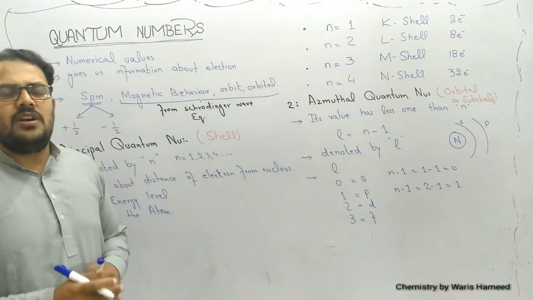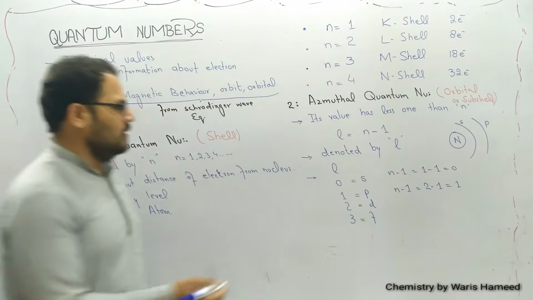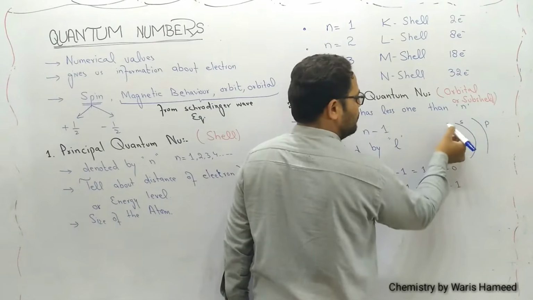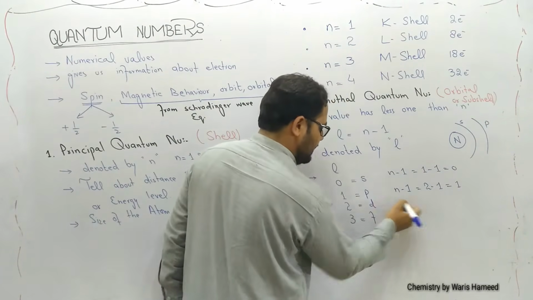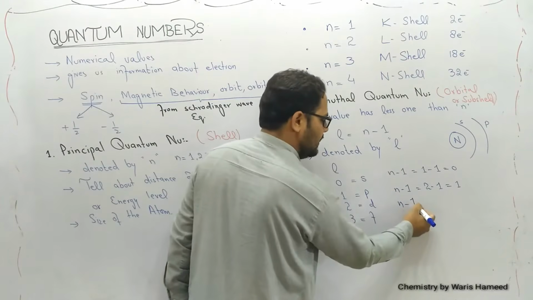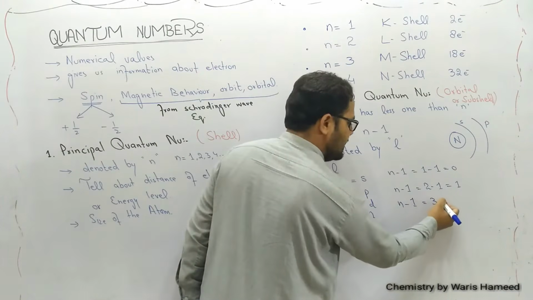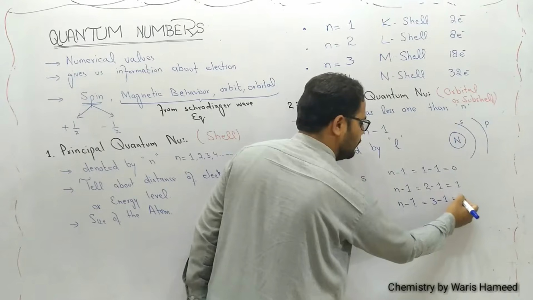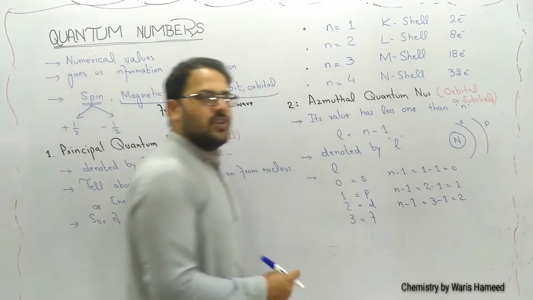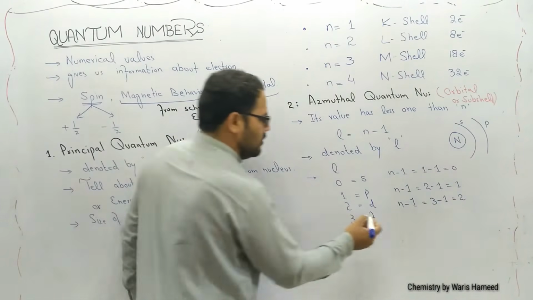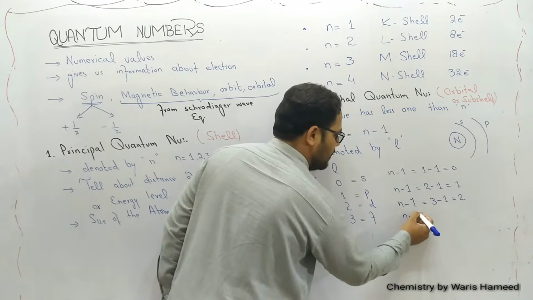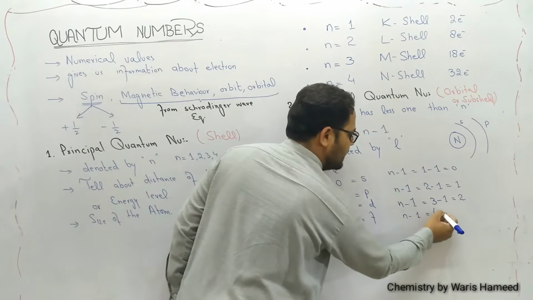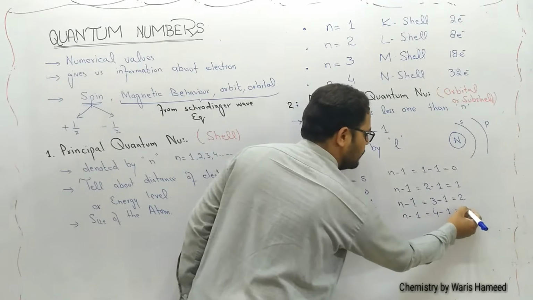And d starts from the third shell, so n is 3, and 3 minus 1 is equal to 2. And f starts from the fourth shell, so here the value of n will be 4, and n minus 1 is equal to 4 minus 1, which is equal to 3.